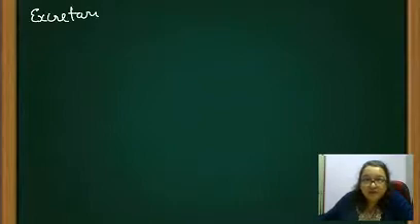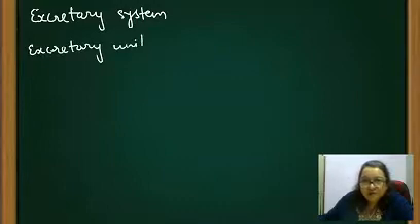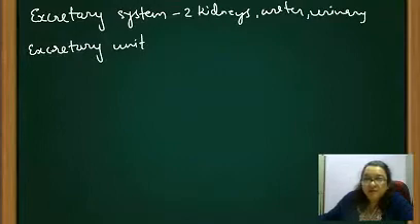Today our topic is excretory unit. But before going to our topic, I would like to clarify one thing: most of the students make the mistake in excretory system and excretory unit. When we talk about excretory system, it mainly consists of all the excretory organs like two kidneys, ureter, urinary bladder, and urethra.